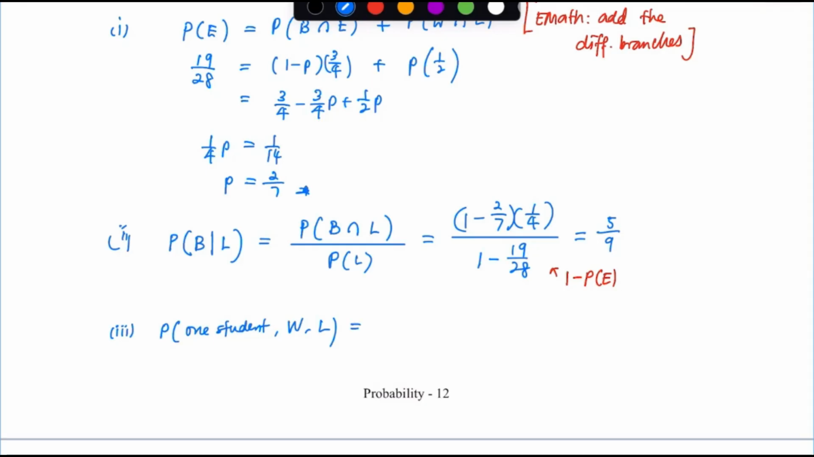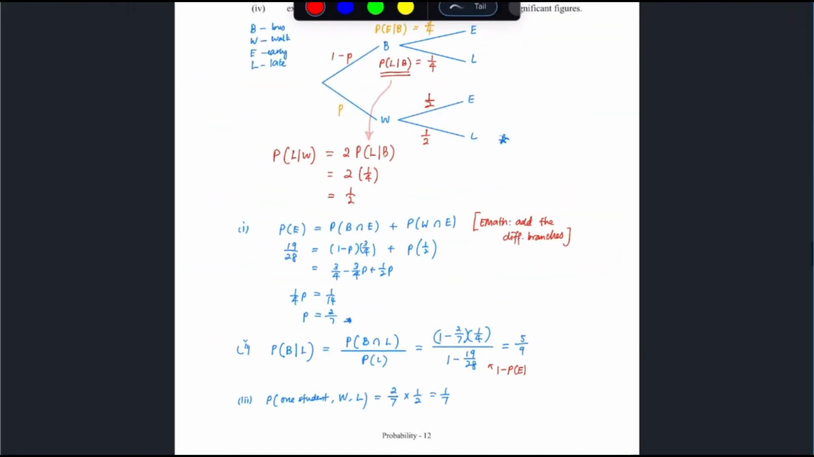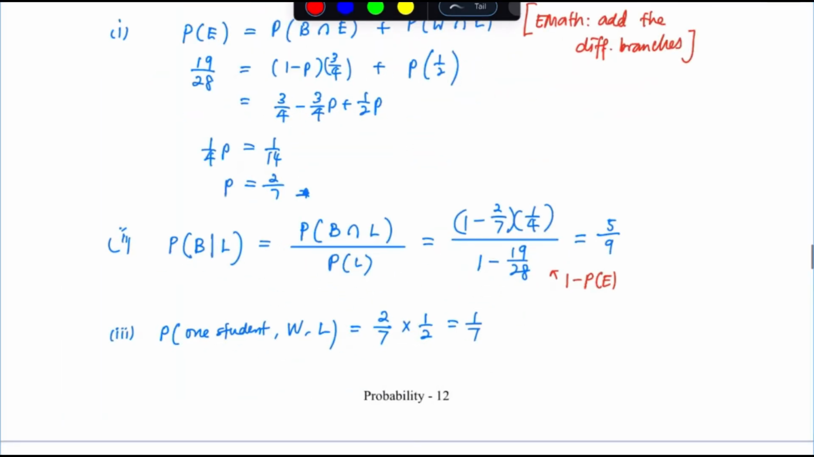What is the probability that the student walks to school? 2/7, same probability. What is the probability that the student will be late given that the student walks? Half, right? So this will be 1/7, correct? So the probability that the student walks to school and is late will be P times half. Walk to school, late.